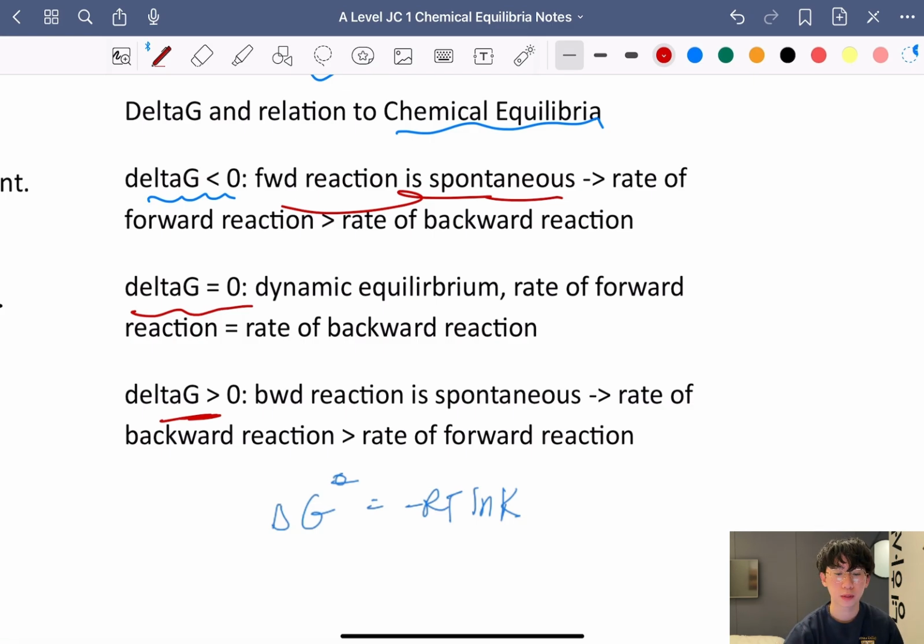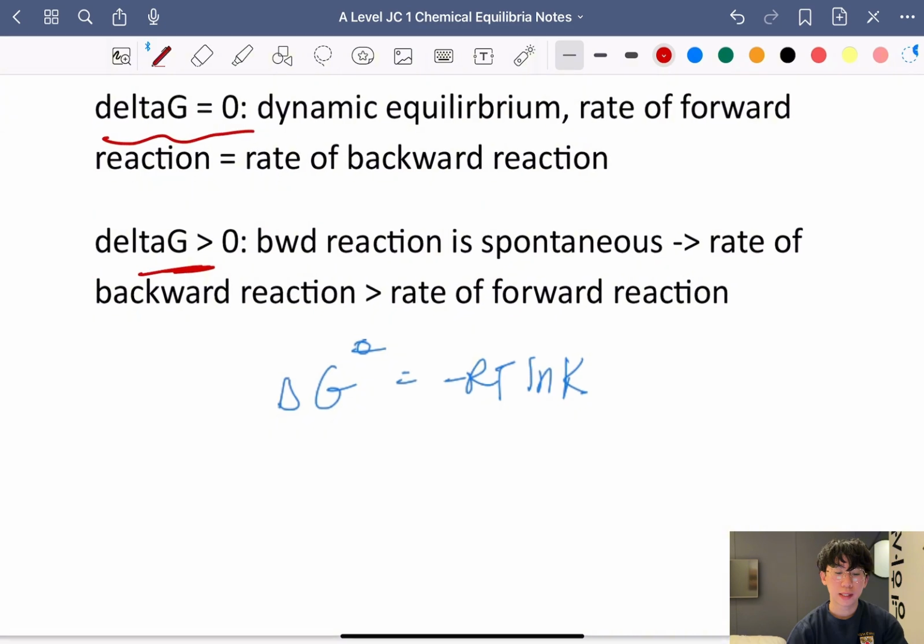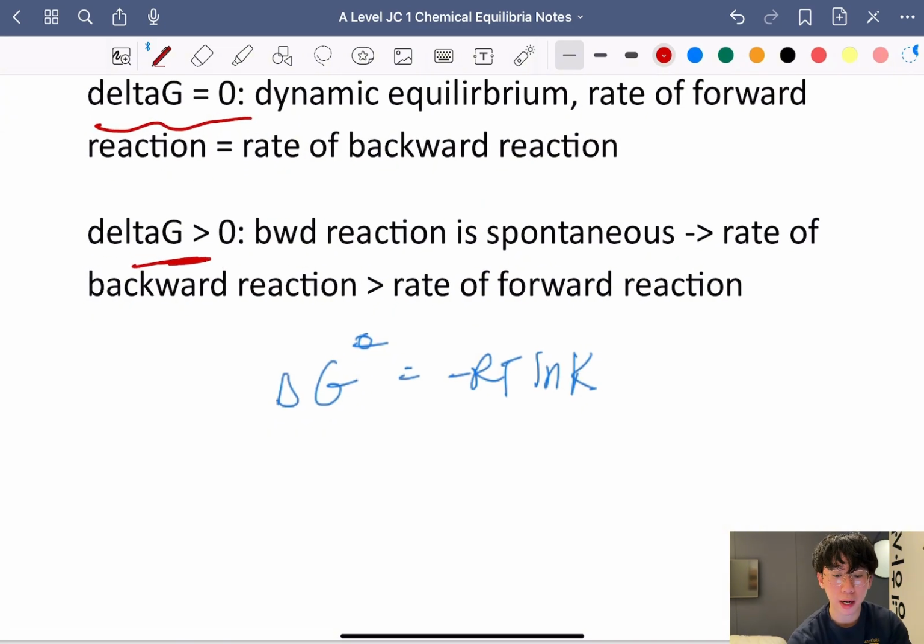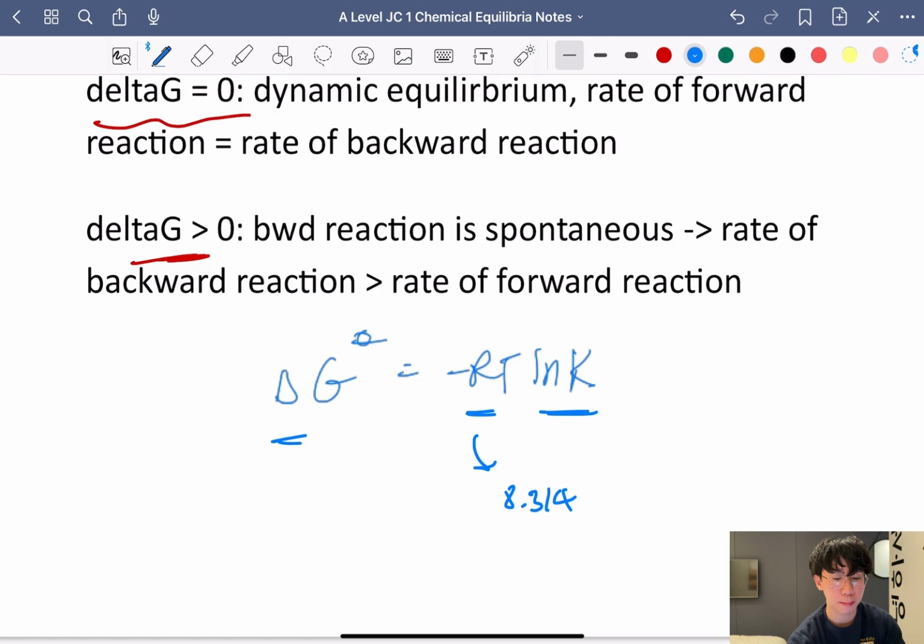Lastly, there's an equation over here that you should memorize because you can be told to apply this at any given point. Delta G equals negative RT ln K. R is the gas constant, or the ideal gas constant. So this is 8.314. And temperature is in Kelvin. So just take note. And ln K, where K is the equilibrium constant.